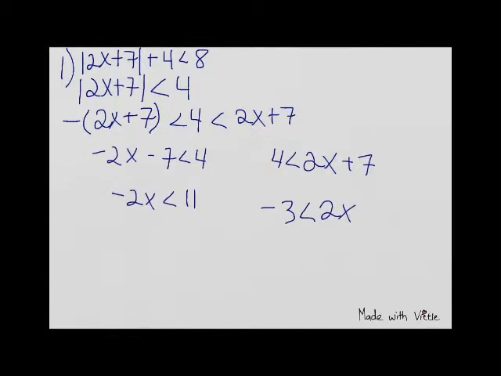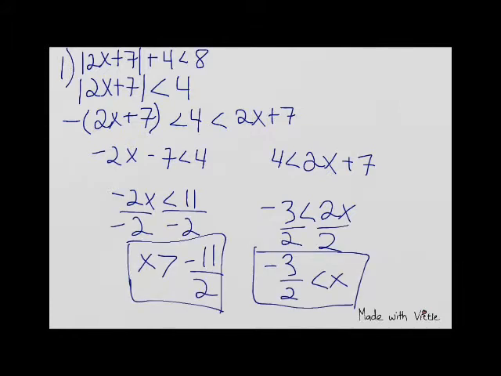Then you set them into two equations, and you make the entire problem for the left one negative 2x minus 7. You get rid of the 7, so you add it, then you have negative 2x is less than 11. On the other one, you do 4 is less than 2x plus 7, you subtract the 7 from both sides, so you get rid of 7 and get negative 3 is less than 2x.